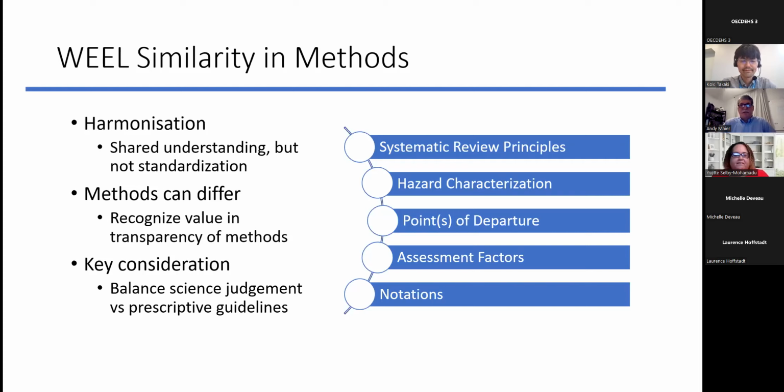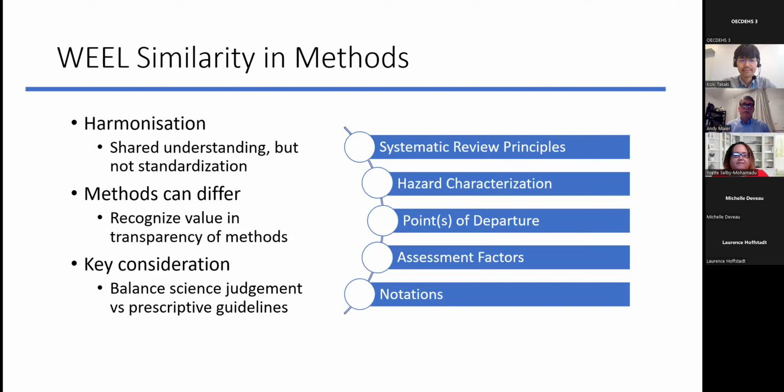So we use the same kind of systematic review principles for making sure we identify information in a comprehensive way, hazard characterization approaches to identify relevant endpoints that might be targets for consideration, points of departure assessment, whether they're NOELs, LOELs, or benchmark doses, application of assessment factors, and then assignment of notations as appropriate. So all those things are common.